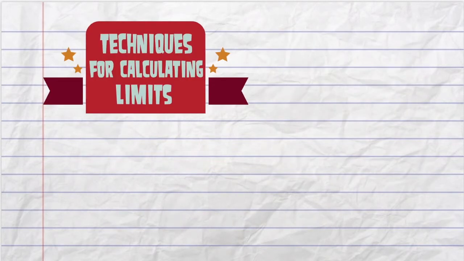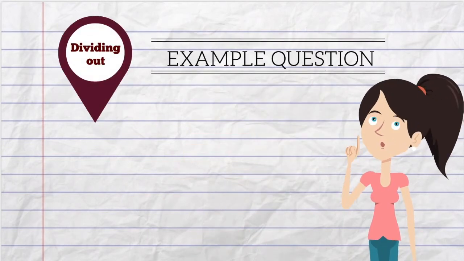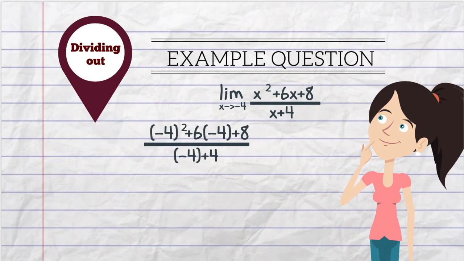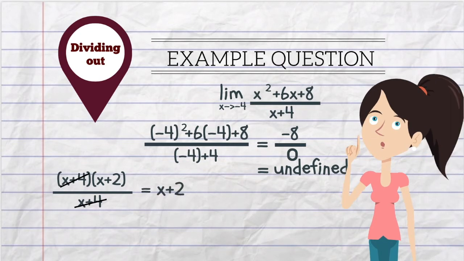And these are the techniques for calculating limits, which are the dividing out technique and the rationalizing technique. This is a question that indicates the side of x, so the limit of f of x as x approaches 4 from the left side equals x squared plus 6x plus 8 over x plus 4. If we try to plug in the value of x, the answer will be undefined. Instead, we use the dividing out technique by factorizing the upper expression and cancelling x plus 4, which will leave x plus 2. From here, we can plug in the value of x, then we will have the answer as 6.